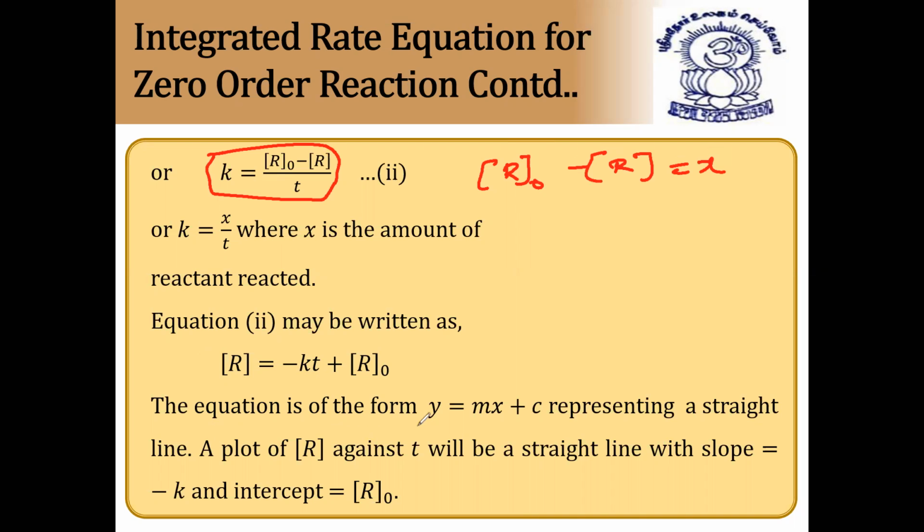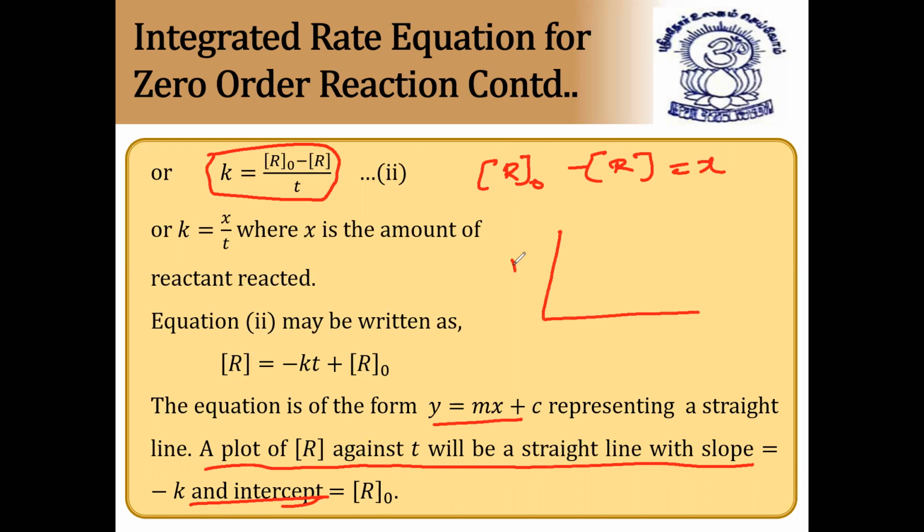The equation is in the form of y is equal to mx plus c, representing a straight line. So a plot of R against t will be a straight line with slope minus k and intercept R naught. That's what I have already given in the graph like this.